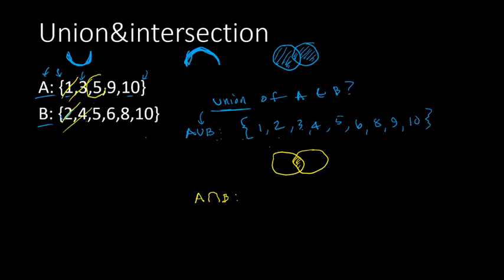If you look at 5, that's in both A and B. So the element 5 is going to be in my intersection. 6 doesn't work. It's only in B. 9 is only in A. 8 is only in B. 10 appears in both sets A and B. So my set is 5 and 10.